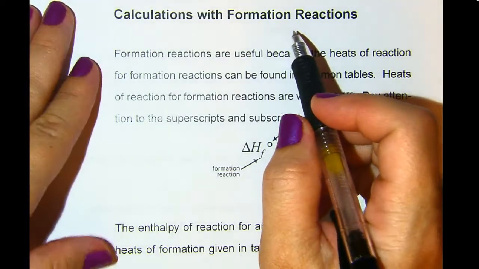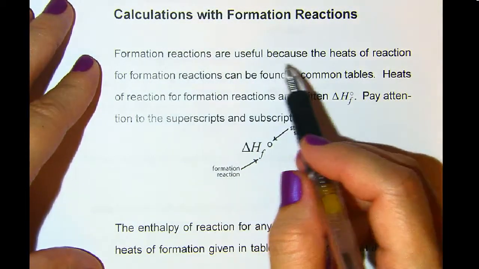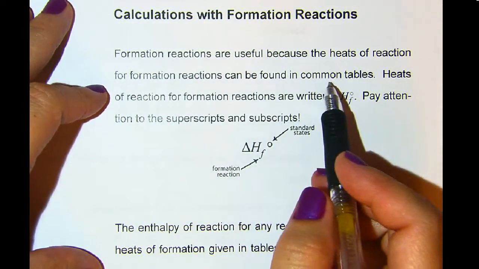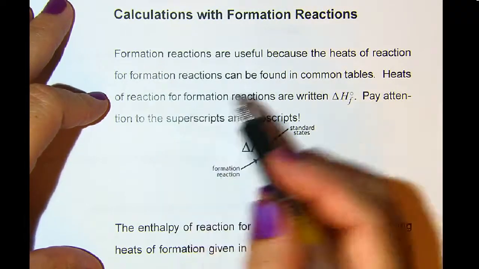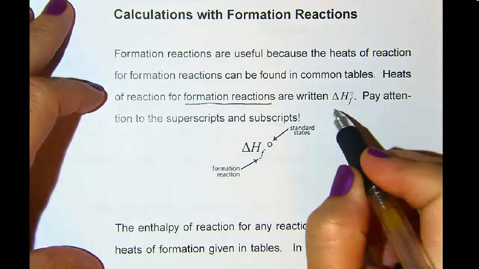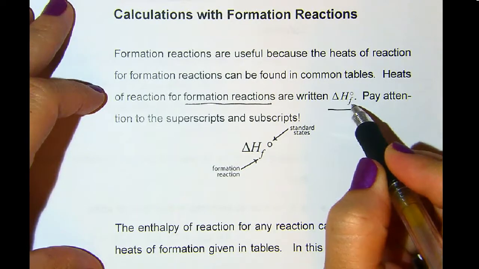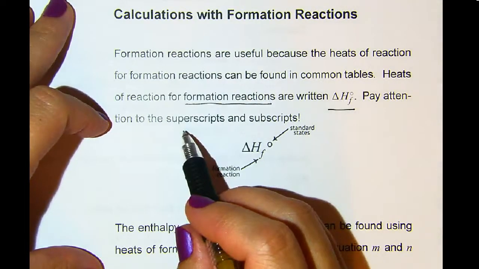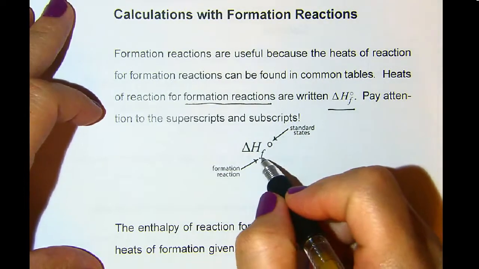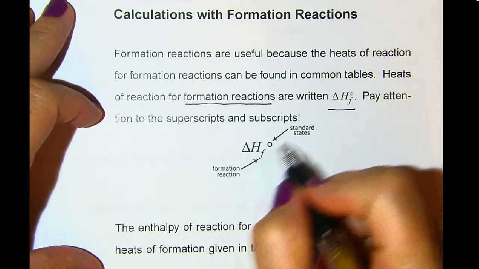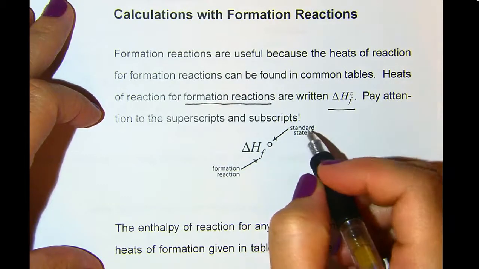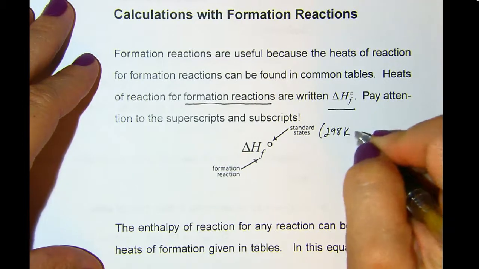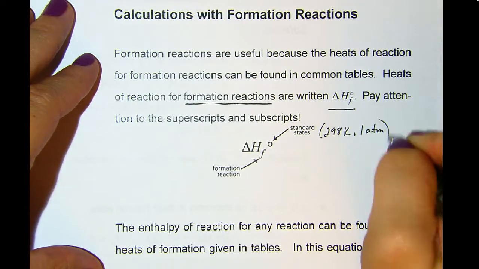Calculations with formation reactions. Formation reactions are useful because the heats of reaction for formation reactions can be found in common tables. Heats of reaction for a formation reaction are written as delta H_f with a little degree symbol at the top. Pay attention to the superscripts and the subscripts. The f stands for a formation reaction, and the little 0 stands for at standard state, which is going to be 298 Kelvin and 1 atmosphere.